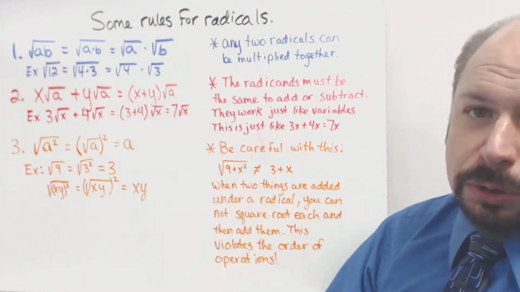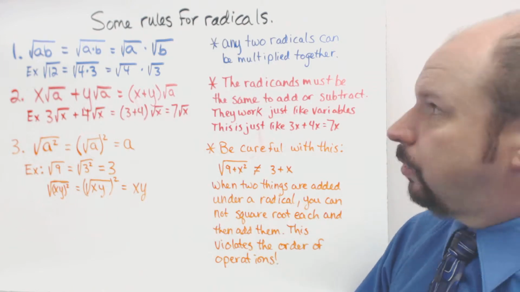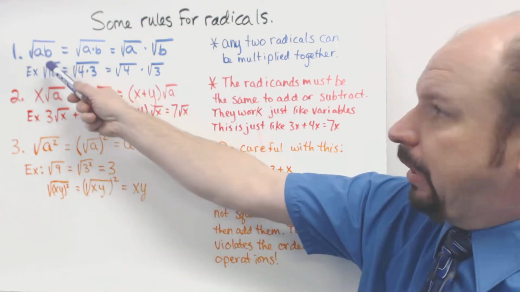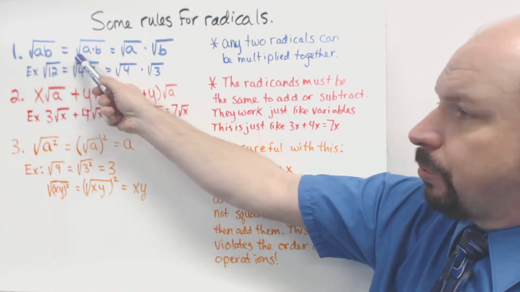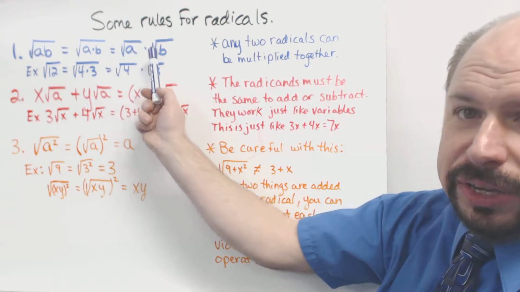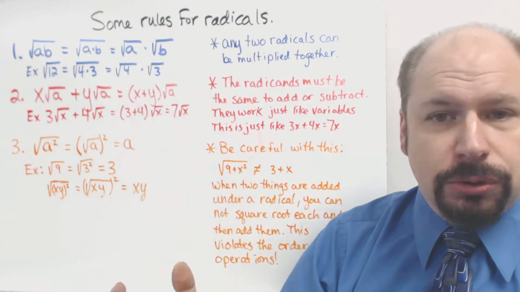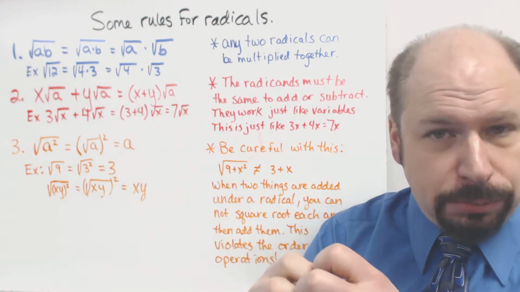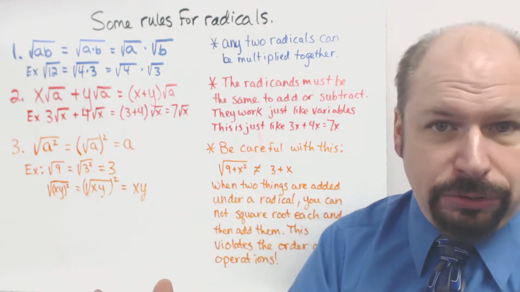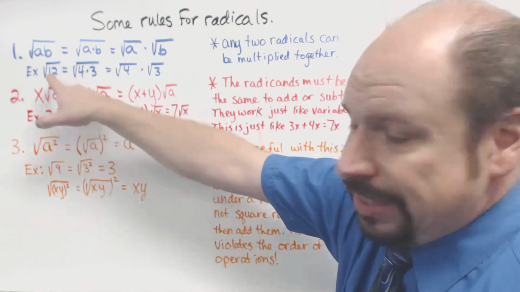First of all, some rules for radicals. The square root of a times b is equal to the square root of a times b, which is equal to the square root of a times the square root of b. In other words, if we have two radicals, we can combine them into one. If we have one radical and we want to split it up into two, we can do that also. So here is an example of that.